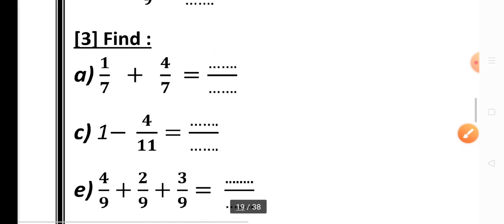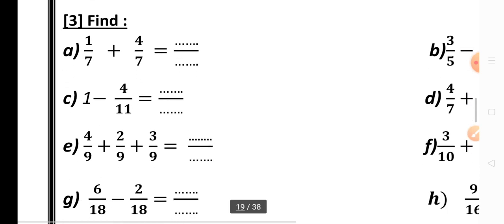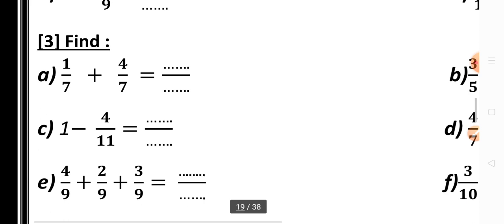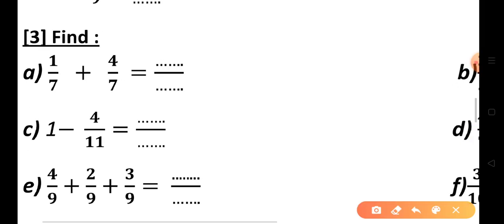Exercise number 3, on addition and subtraction both. Letter A. 1 seventh plus 4 sevenths. The two denominators are the same, so keep it and add. Be careful, this is addition. Add the two numbers on the top. 1 plus 4 equals 5. The answer will be 5 sevenths.